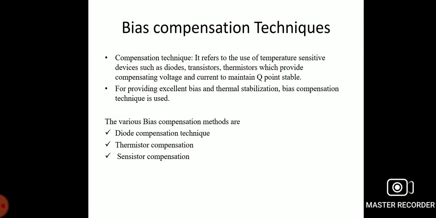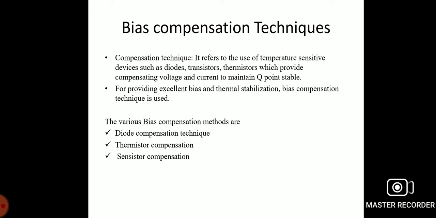In this lecture, EC 8351 Electronics Circuits 1, Department of Electronics and Communication Engineering, third semester. In the previous session, we discussed the introduction of BJT configuration, the various biasing of the BJT configurations, and also the stability factor of the BJT circuits.